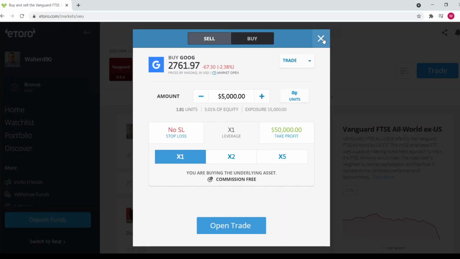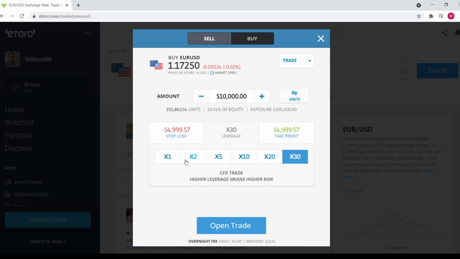Let's have a look at a few examples here. If I wanted to trade Google, for example, I can trade up as far as 5x. But if you have a look at some of the common currency pairs like USD, Euro, you can trade up to 30x on this. For a common index like the S&P 500, I can just trade up to 2x.